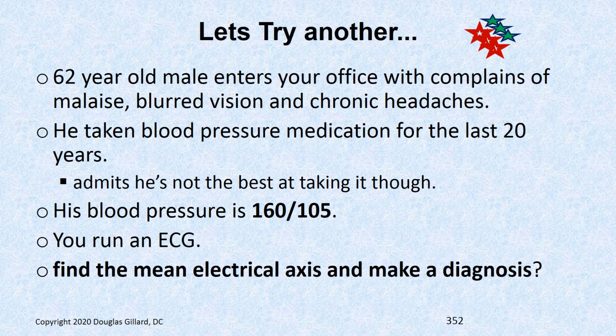A 62-year-old guy comes into your office with some malaise and blurred vision. I'm probably not going to give you all these hints on these tests either, because I can figure this one out without even, well, some of it I can. He admits he's not the best at taking his blood pressure medication. He's been on blood pressure medication for 20 years. You take his blood pressure. He says he's on medication, but it's 160 over 105. I hope he's lying, because that's uncontrolled hypertension.